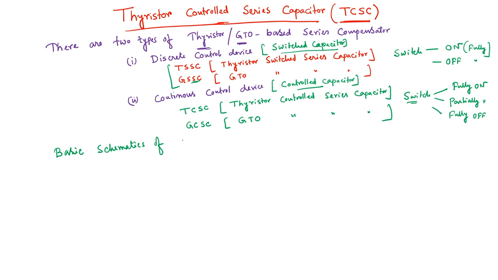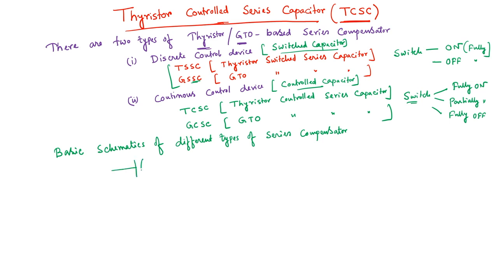Of these different types of series compensator. Okay. So, schematic wise, this TCSC, it is something like this.